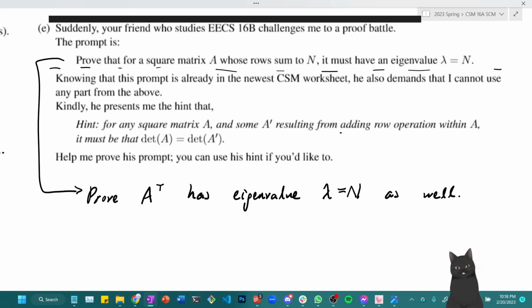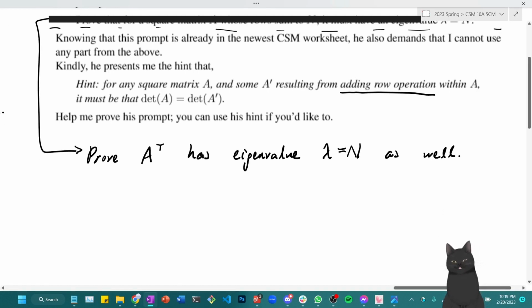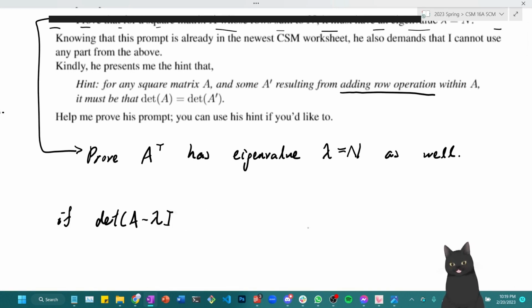Mind that the row operation we mean here is adding row operation, which means adding and subtracting rows just as you have been doing in Gaussian elimination. So no, you cannot multiply rows by a scalar. That's going to cause very interesting properties that are going to make the determinants unequal. Well, first of all, what's the relationship between determinants and eigenvalues again? Right, it's that if the determinant of A minus lambda I is equal to 0, then lambda is an eigenvalue of A.